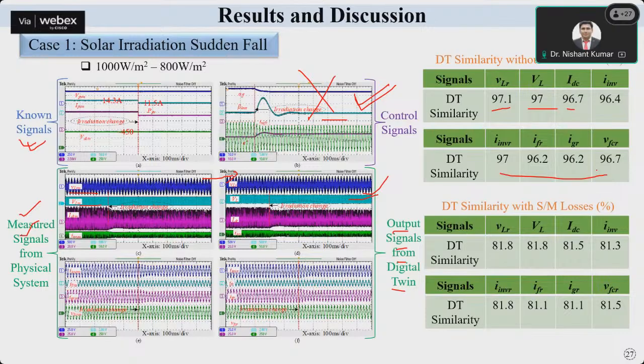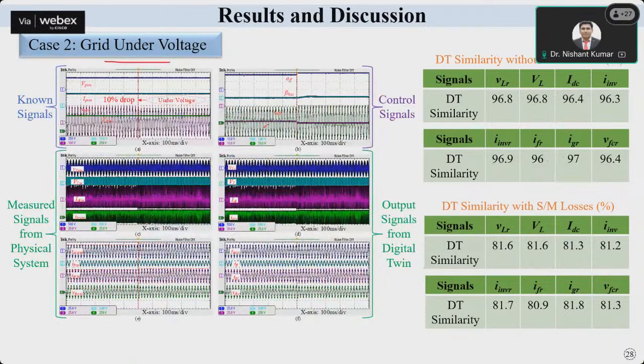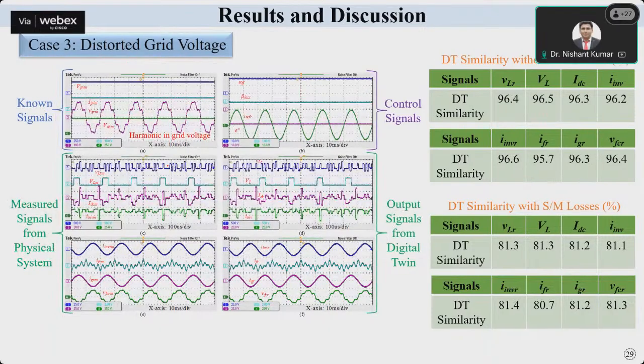Similarly, for different cases, the case will change under grid voltage. You do the same thing. You will see the different accuracy under distorted conditions also, when the grid voltage is distorted, and how the system is going to operate. With the different cases, we are trying to analyze the dynamic performance. During the dynamic condition, is our DT capable of capturing those waveforms or not?